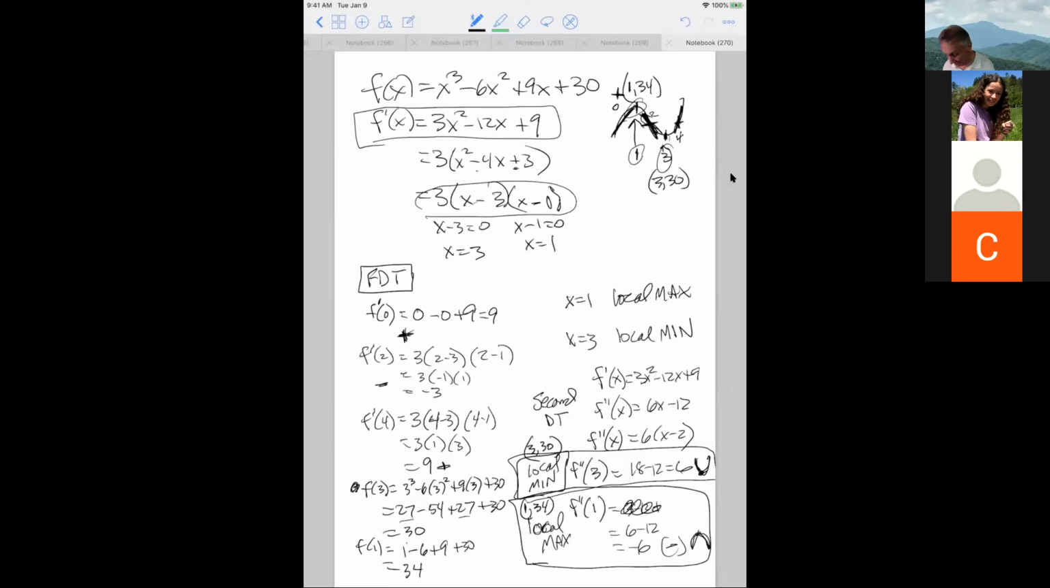Okay, that's the second derivative test. And then we had to use the first derivative to determine whether it was increasing or decreasing, the second derivative to find out if it was concave up or down, and we went back to the original function to find out the value of the function so we could answer the question. Okay, questions on that?